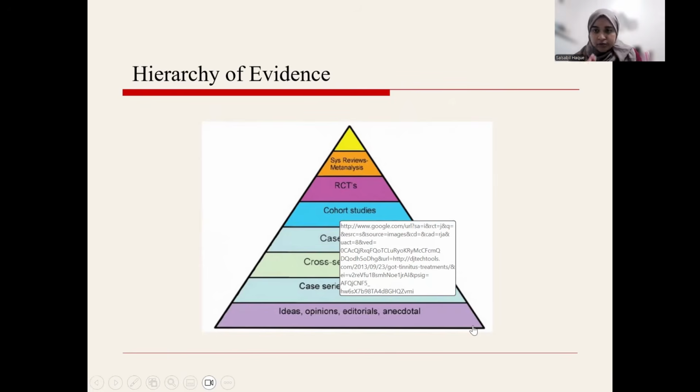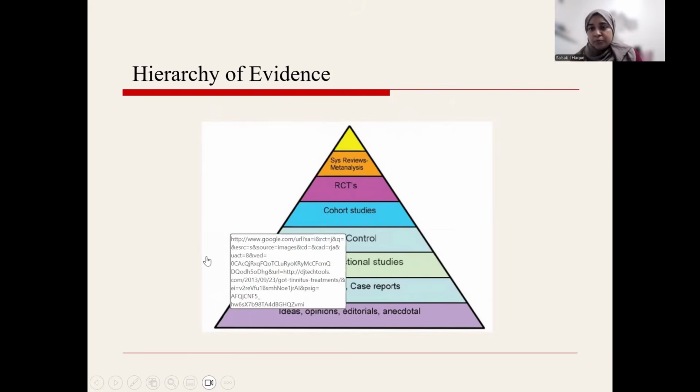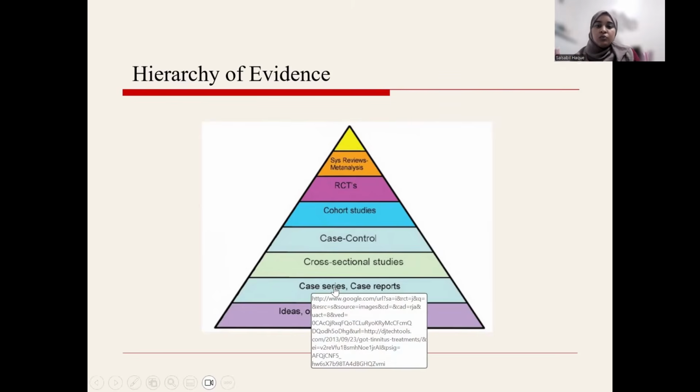Okay, so what is important is that at the bottom of the pyramid, you have expert opinions, because we don't practice eminence-based medicine anymore. Expert opinions, editorials, anecdotal evidence, these are all at the bottom of the pyramid. They are not that important of an evidence. They're obviously very important, but compared to the others, they're the least. Then we have case series and case reports, which focus on individual cases. Then we have cross-sectional studies. We'll go more into that.